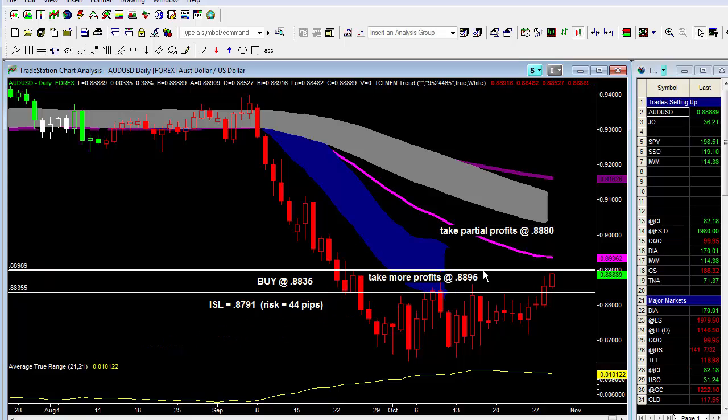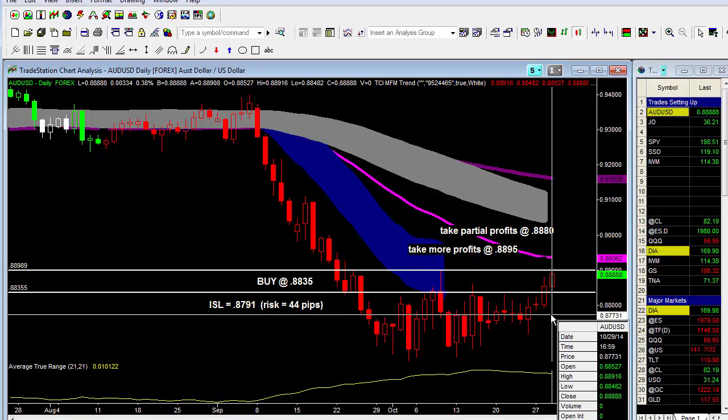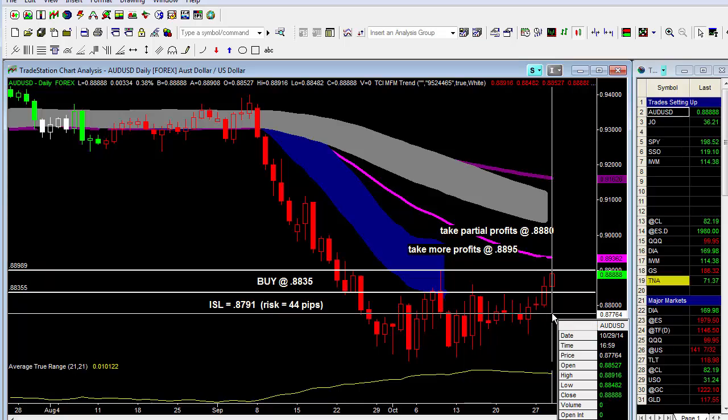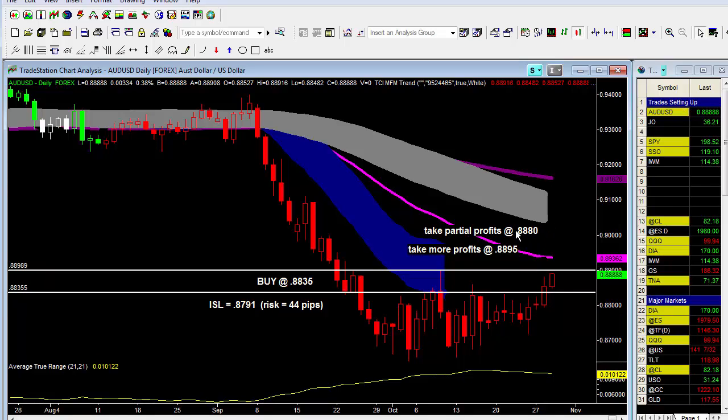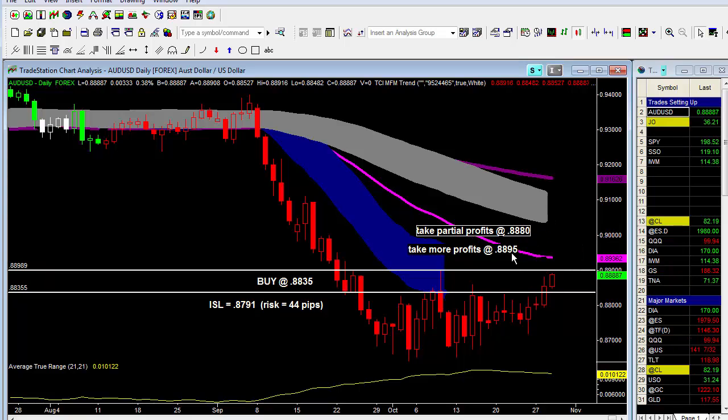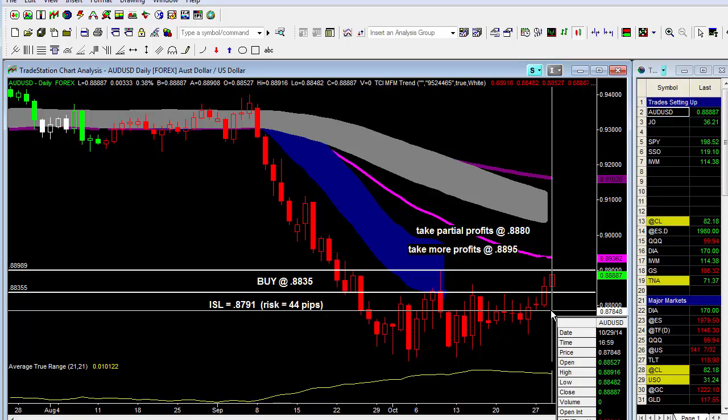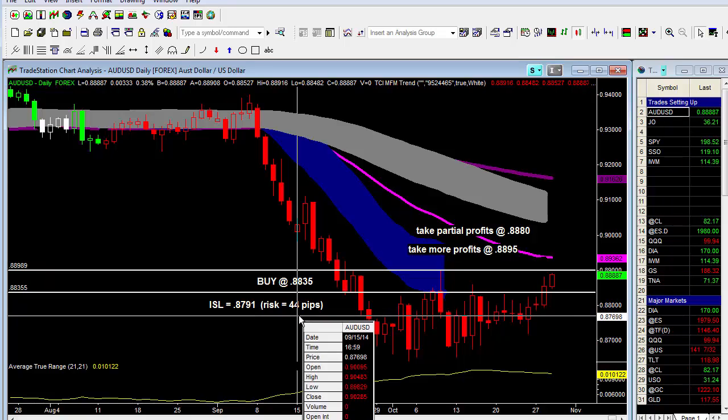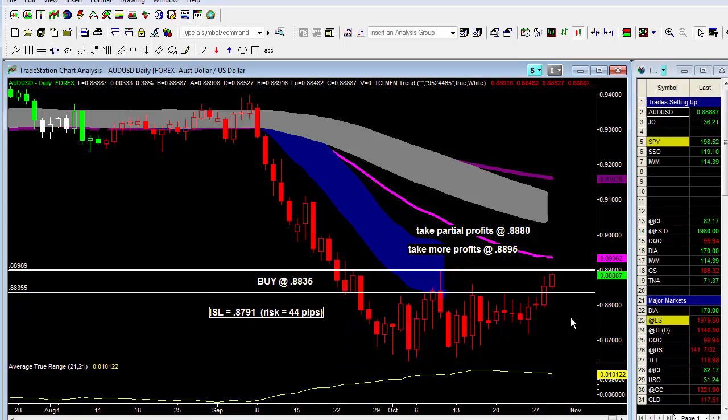Okay, second profit target 88.95. As you can see, the market rallied up. Today's high so far is 88.91. So the first profit target's been hit. We're roughly 4 pips away from the 88.95 because the high so far is 88.91 and a half. Okay, our initial risk on this trade was 44 pips.